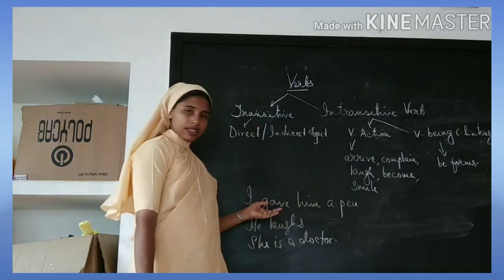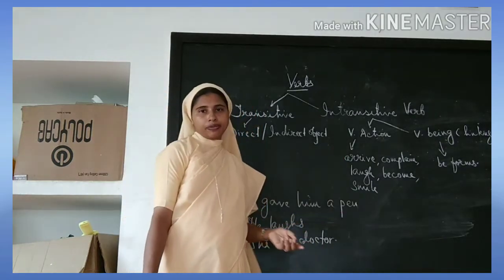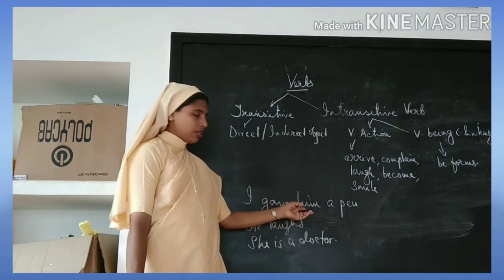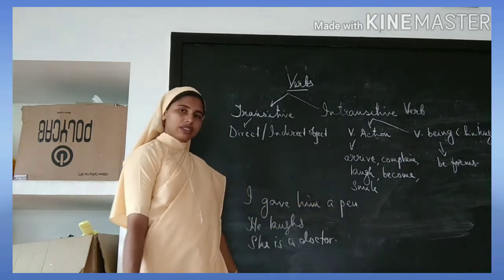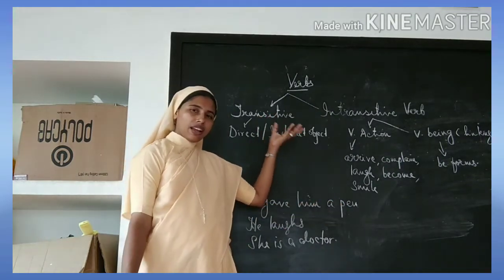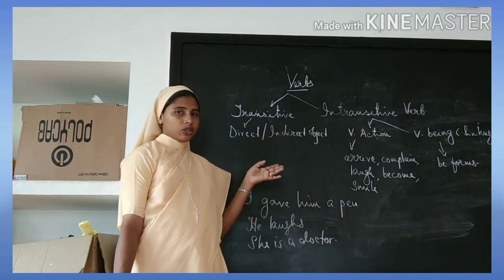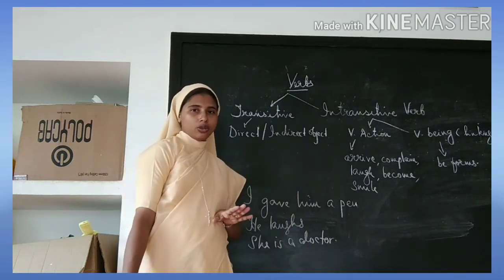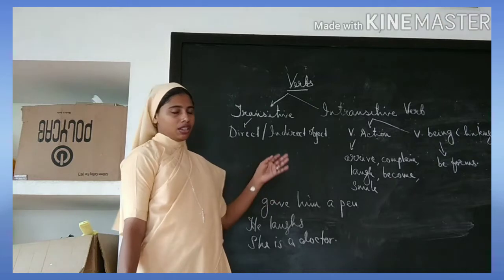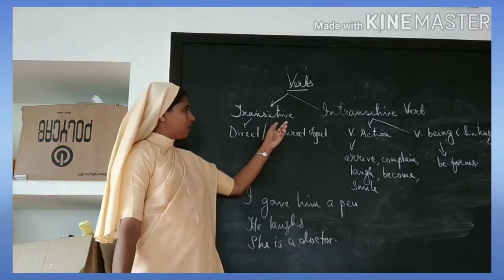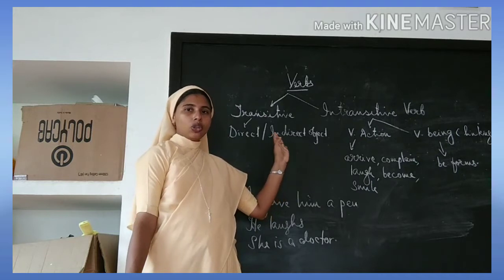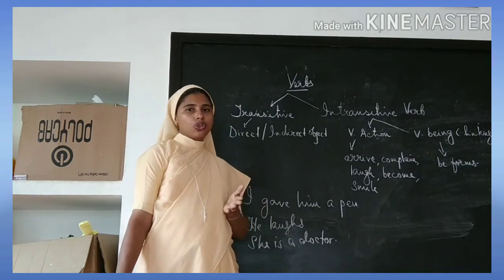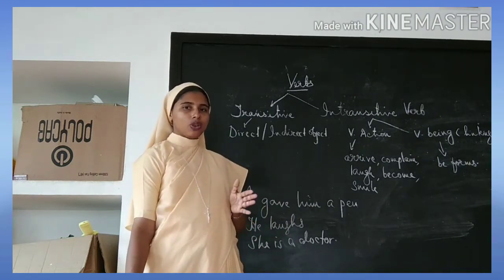For example, if you take the sentence, I gave him a pen. Here I is the subject, gave is the verb, him is the object, and a pen is also an object. A transitive verb can have a direct object and indirect object, or a direct object or indirect object. That means there should be an object in a transitive verb. A transitive verb should have a receiver or an object. How to find out the object? Do you remember? You ask the verb the question, what or whom. If you get the answer, that is the object in a sentence.